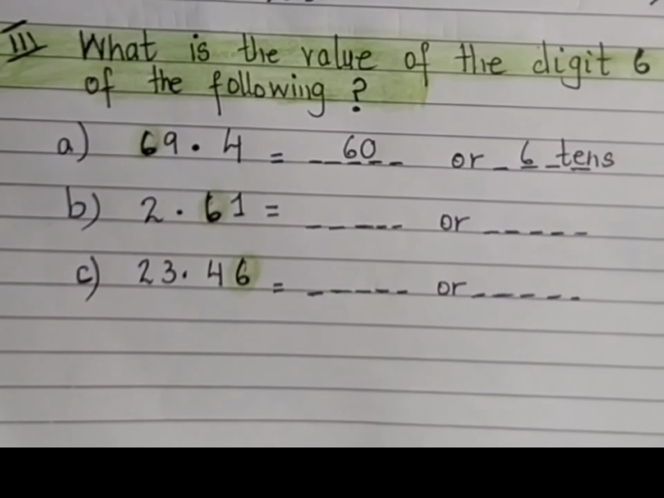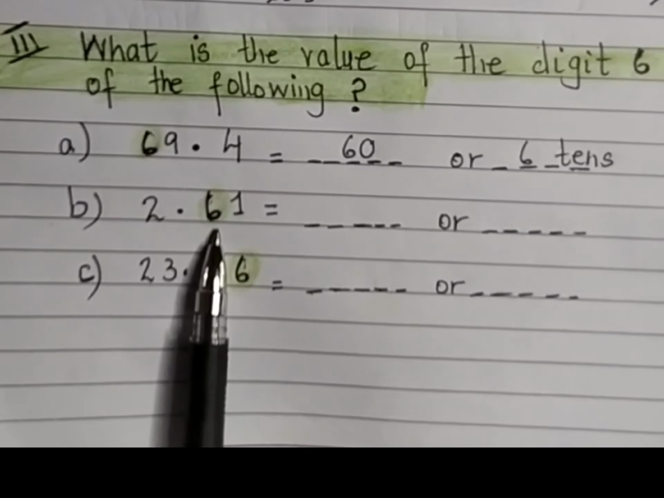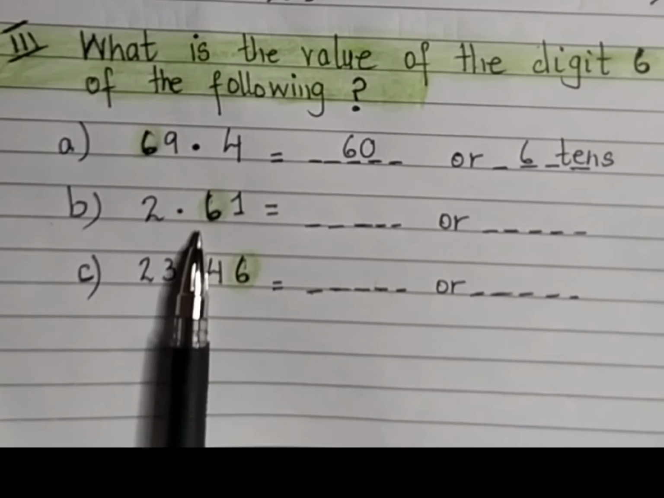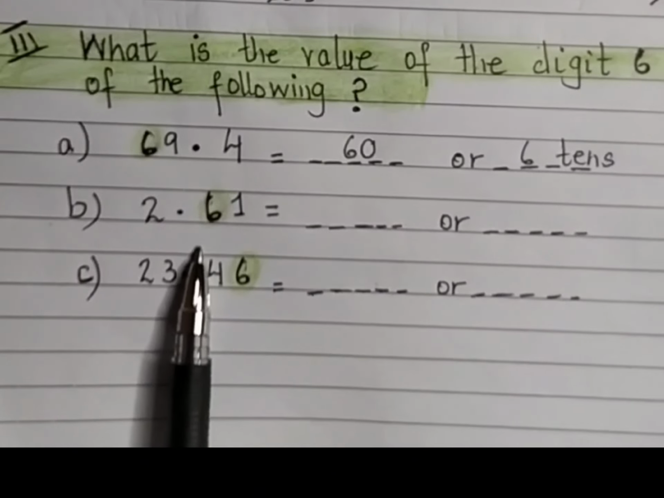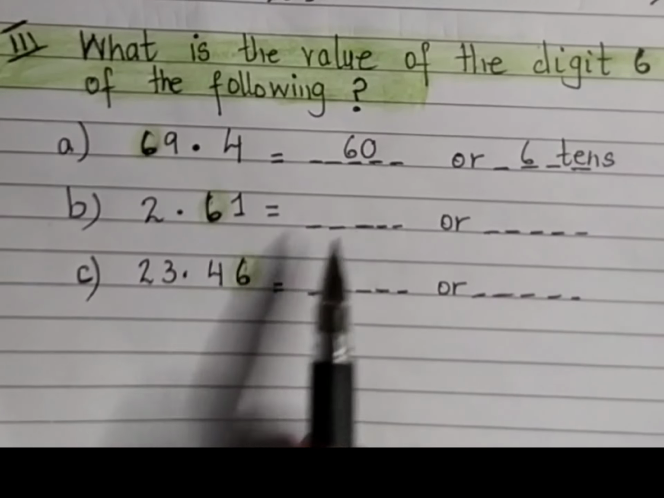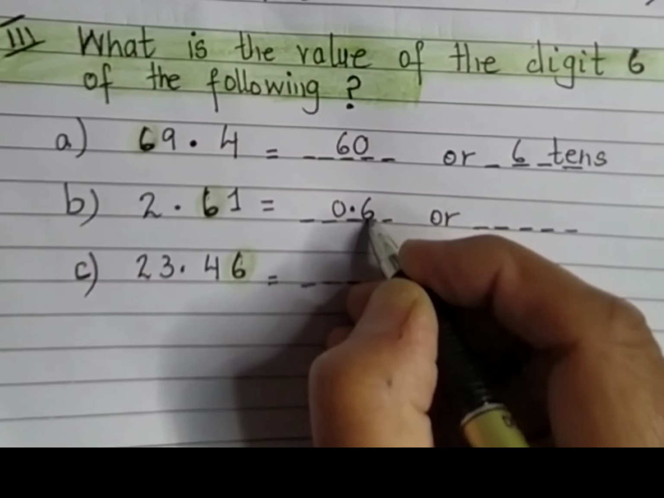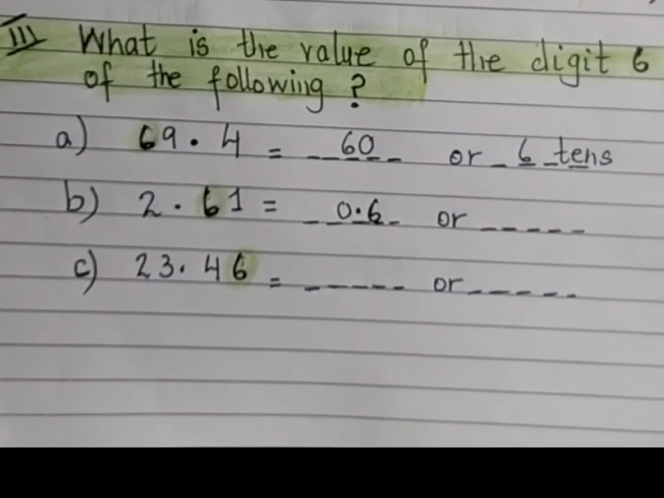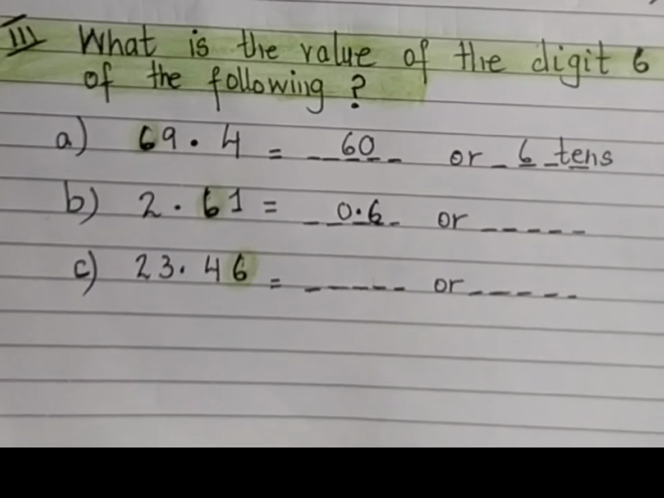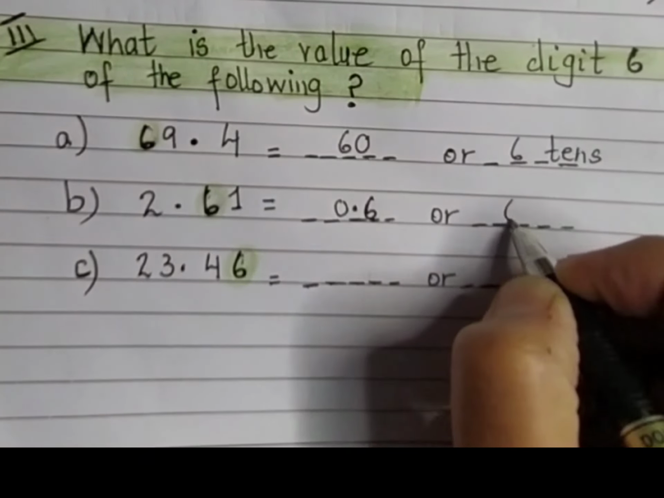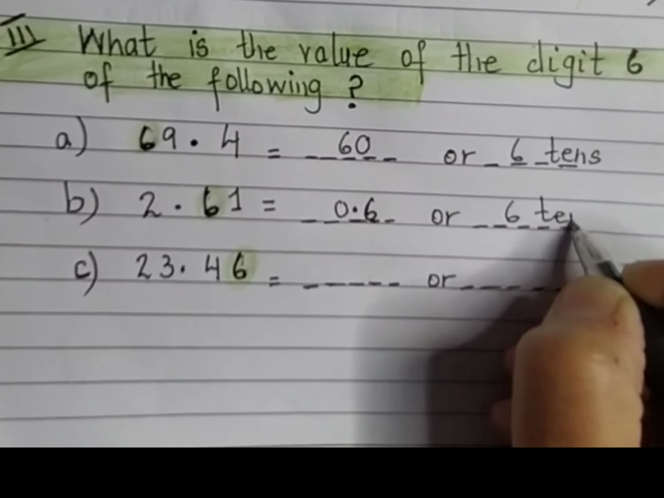Let's move ahead. You have the 6 here, and 6 is standing on what place? It stands on the 10th place. So what do you think you should write here as a 10th place? It is going to be 0.6, because basically we need to show our working. Where does the 6 stand? It is standing after the decimal point, indicating that it is in the 10th place. But if you're going to write down like this, 6 tenths will also be correct.